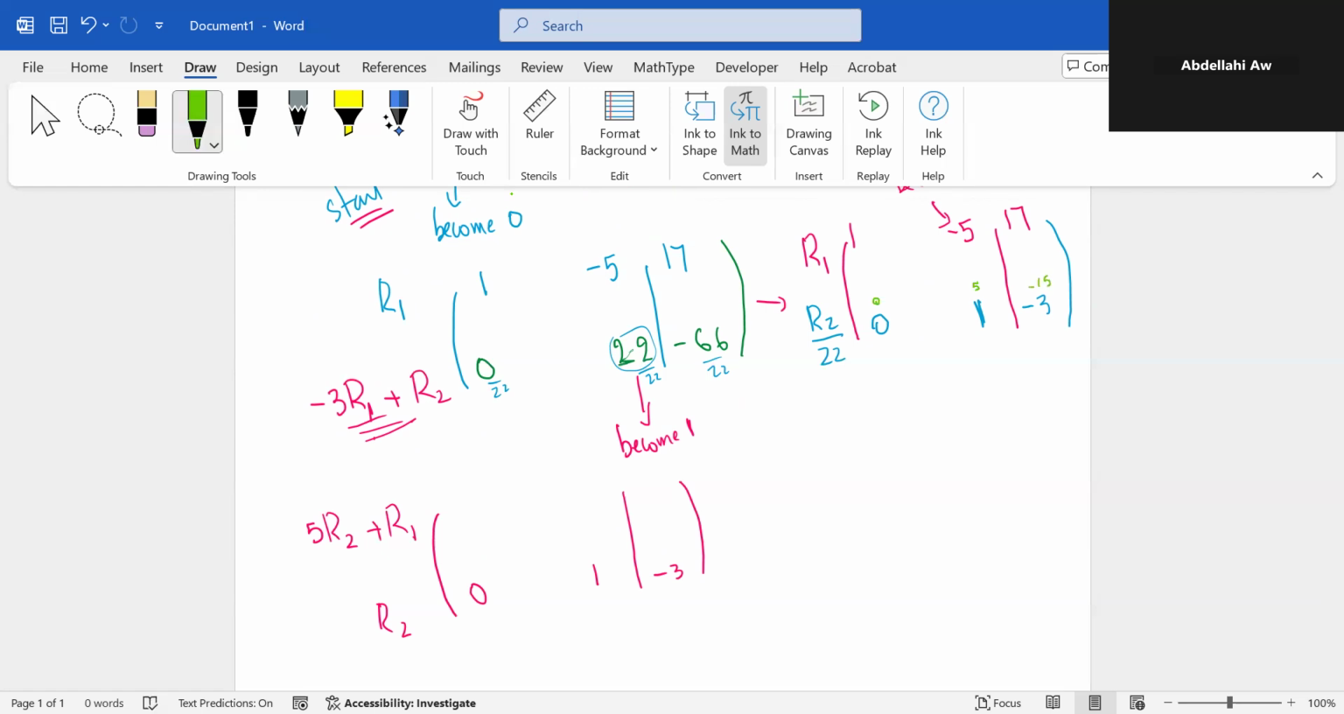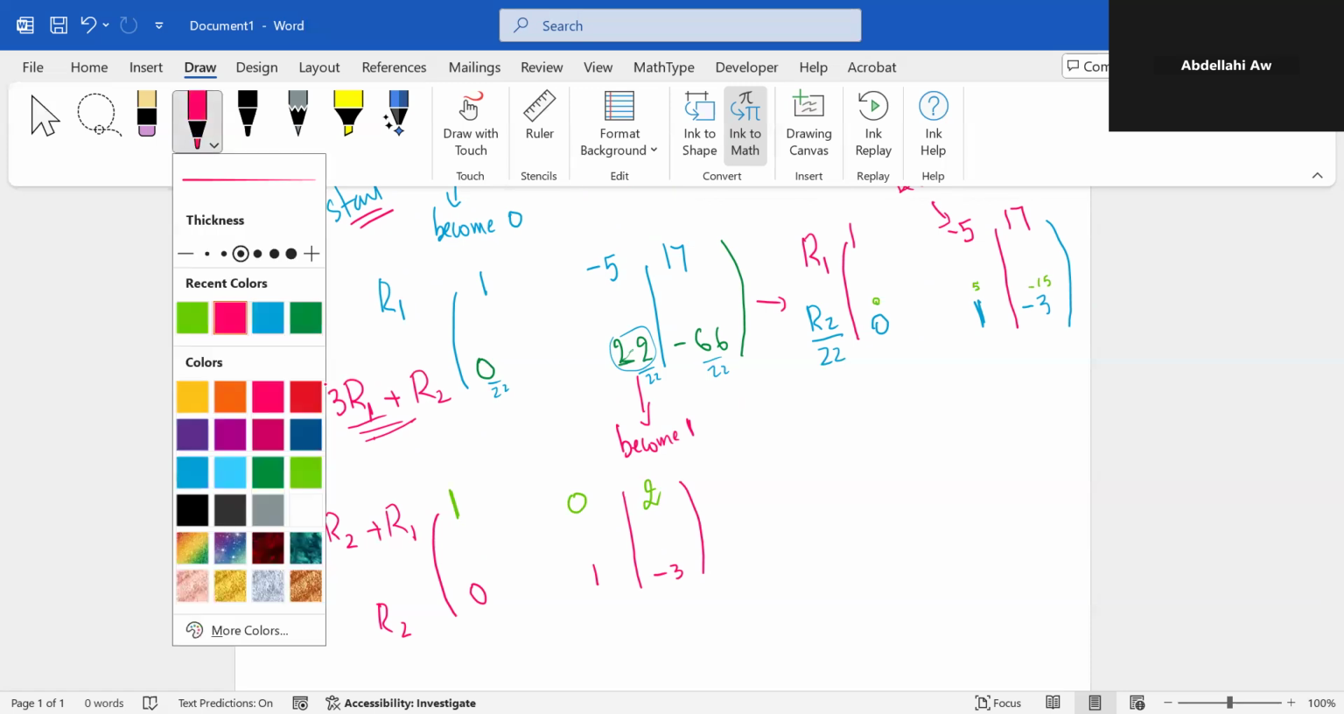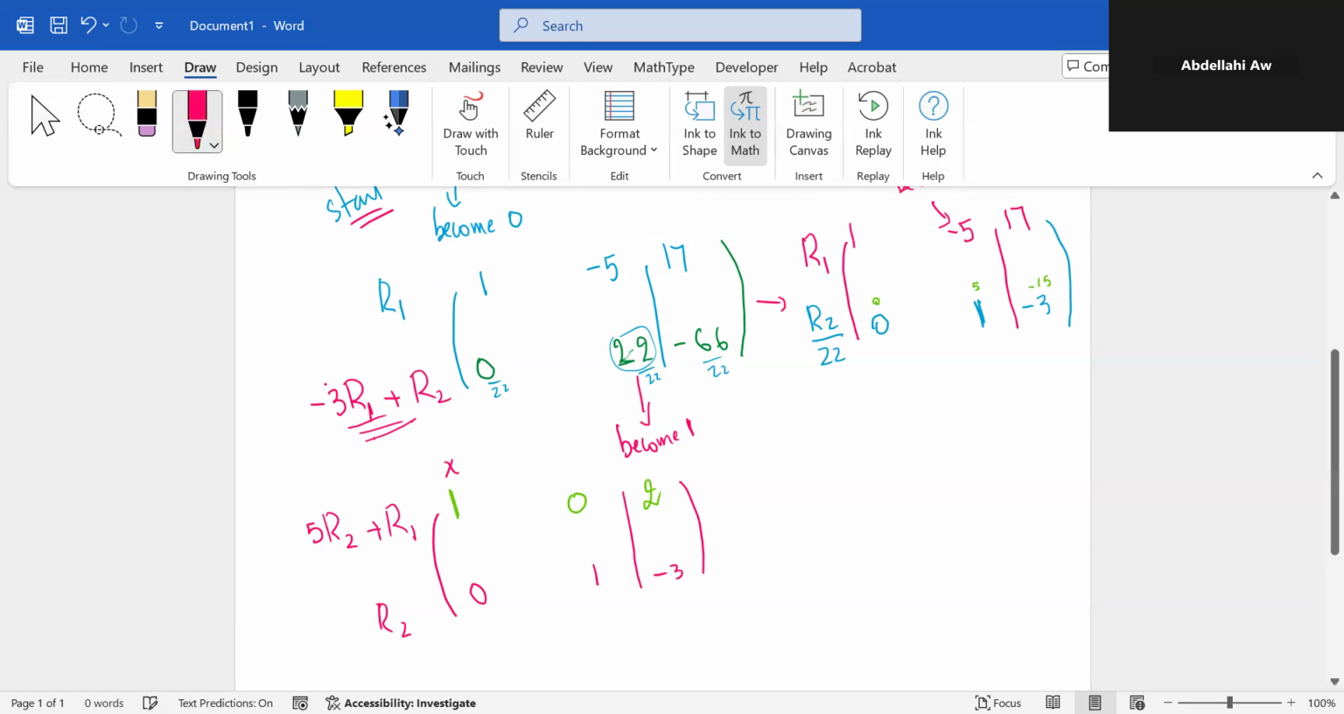So I add them up. 1 plus 0 is 1, right? Negative 5 plus 5 is 0. And 17 plus negative 15 is positive 2. That's it, we're done. Now the first column is a column of x's. The second column is a column of y's.